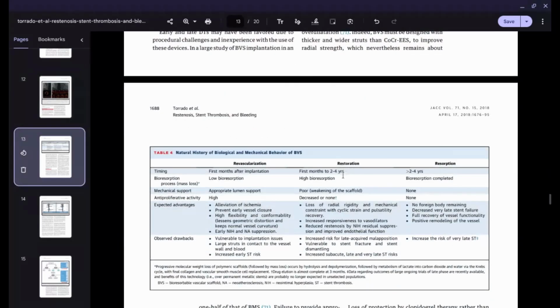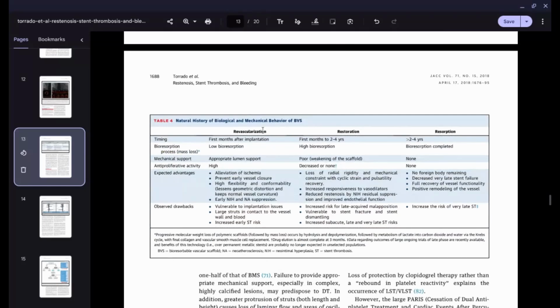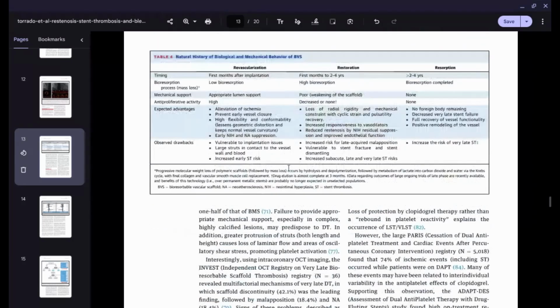And the story doesn't end there. For BVS also, they have studied what typically happens. There is resorption, complications, some of the natural history of what happens once you put in a scaffold, something bioresorbable. This is also typically studied.